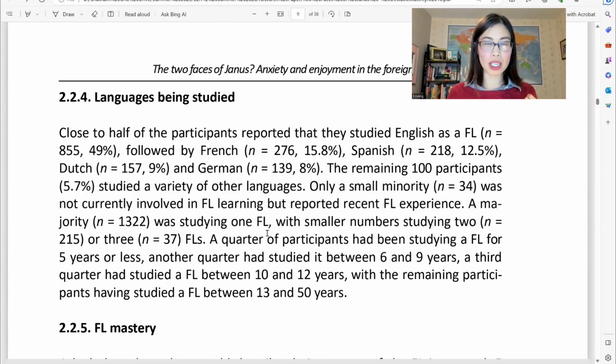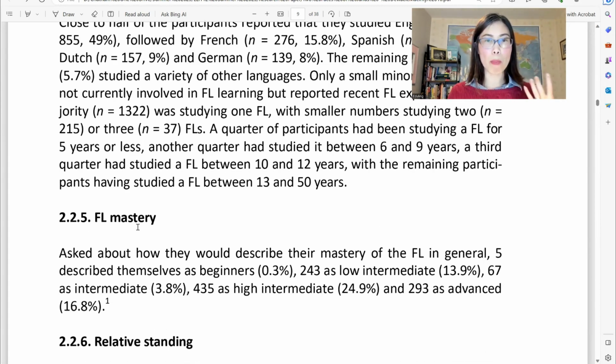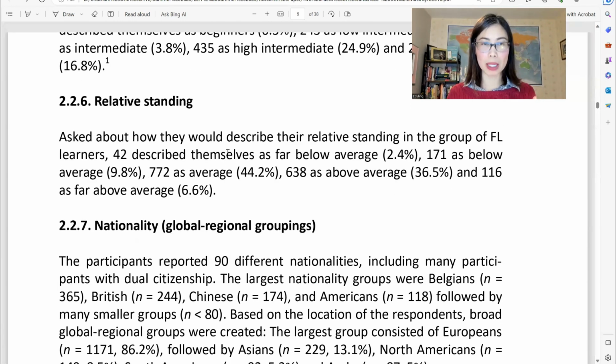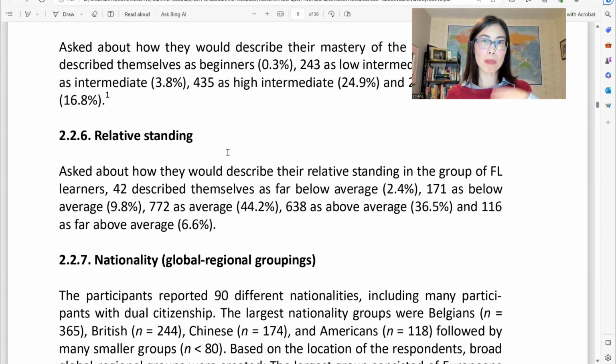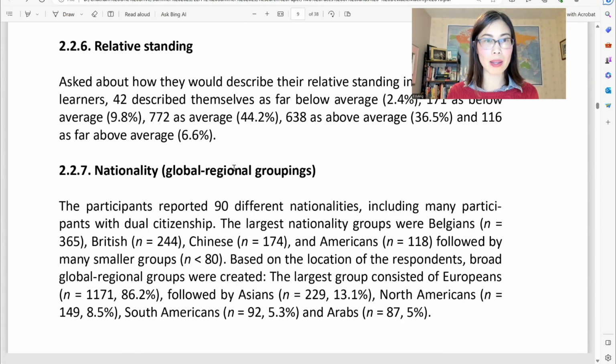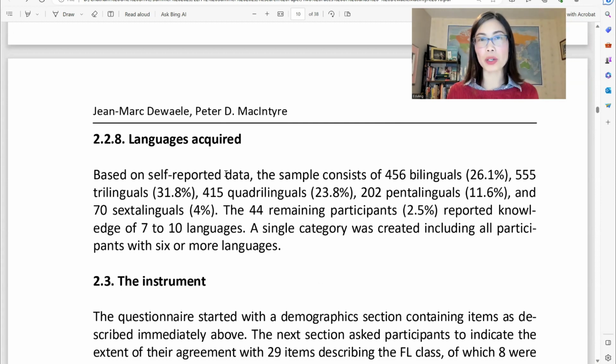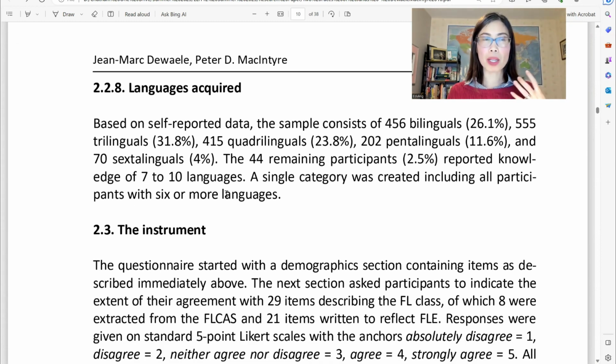What else here? Languages being studied, foreign language mastery in the sense of their proficiency level, right? Relative standing, and in this case, they want the participants to describe whether they are above average or below average when they compare with other students in the class. Nationality, and languages acquired. So for me, I can say that I have acquired both English and Vietnamese. So those are some basic demographics, or demographic information, about the participants.